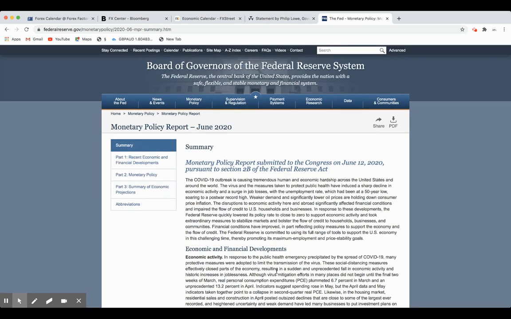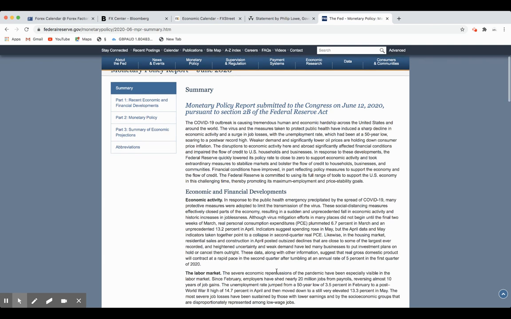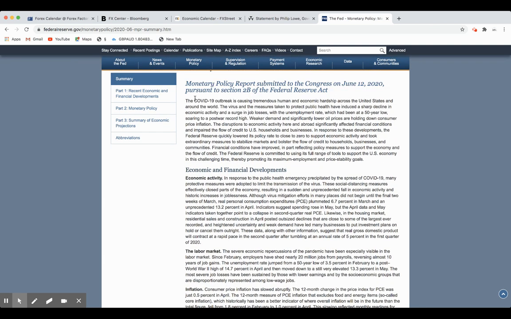Okay. Another example then, we have the monetary policy report from the Federal Reserve. So this one once again is talking about COVID-19 and how this has pushed a lot of hardship into the United States and the rest of the world. So we can see the unemployment rate, which had been at a 50-year low, has soared to a post-war record high. Weaker demand and significantly lower oil prices are holding down consumer price inflation. All these things give us a very quick, brief, and effective overview of where the US economy stands.